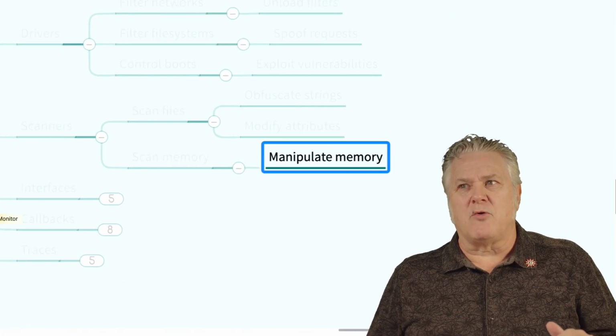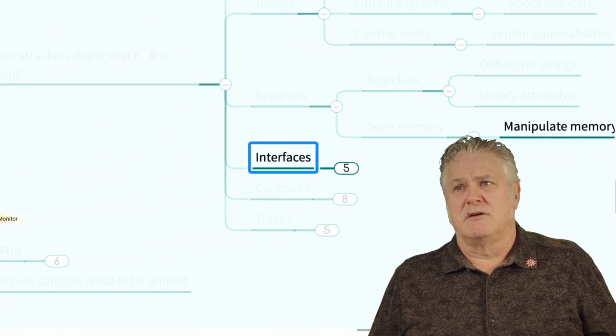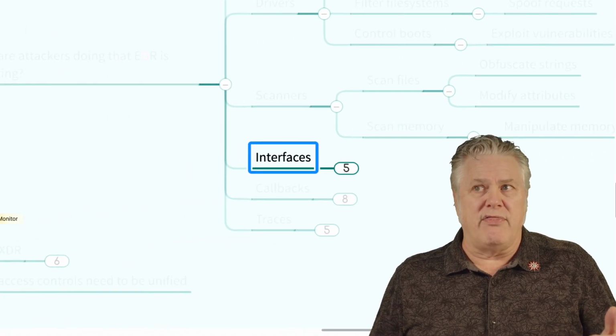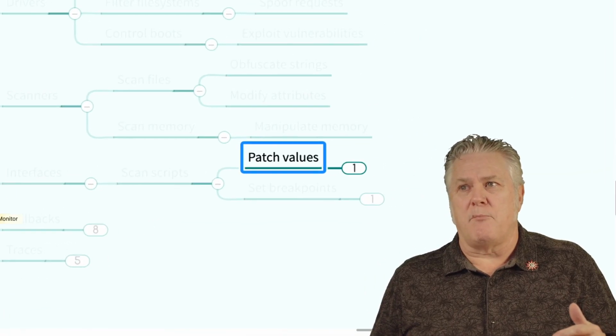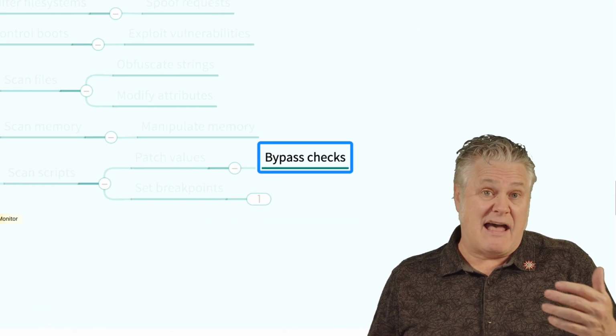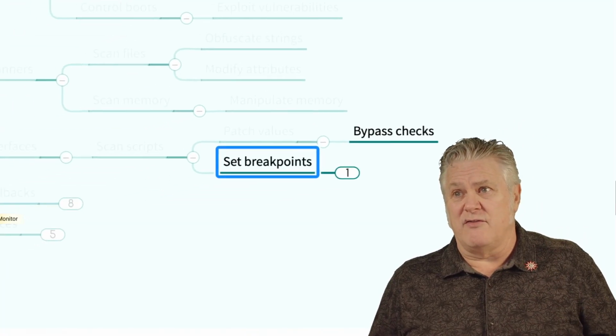We're going to scan the memory, and we're going to look for them doing memory manipulation. For the interfaces that are on that box, we'll do scan scripts that will look for patch values. Like, adversaries can bypass the checks for a patch, and they can go right around those.